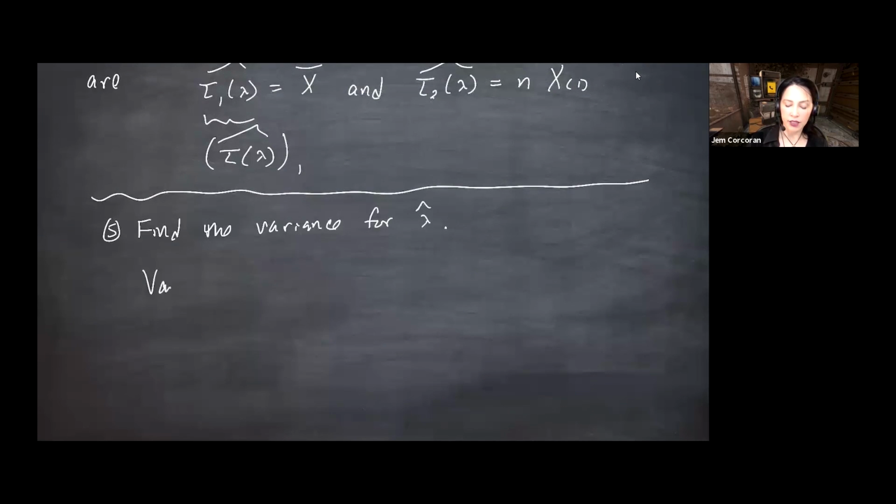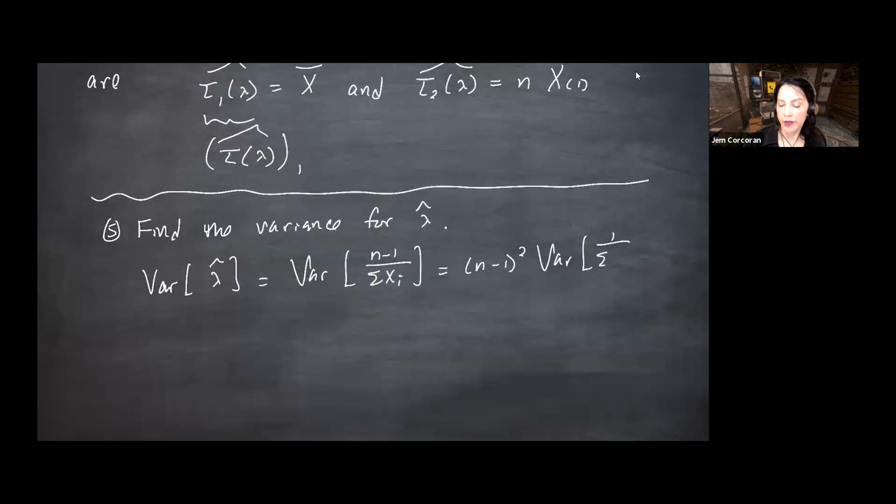So to start this, I won't drag you through the whole thing. I would write out what lambda hat actually is. This is lambda hat, and this is the variance of n minus 1 over the sum of the x's. And you can pull out that constant, but it comes out squared. And we can treat that sum of the x's as a new random variable y that has the gamma distribution. By the way, we don't have to pull out any of these coefficients. I'm going to scroll.